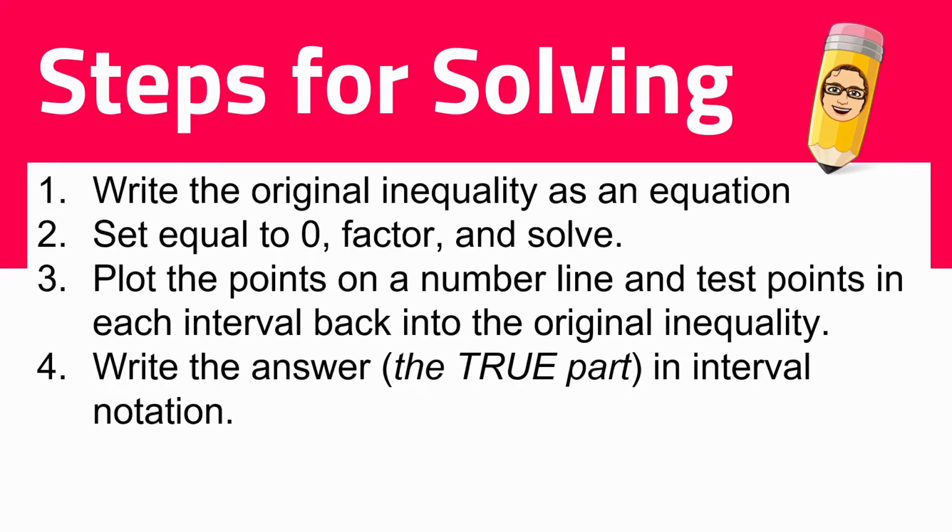Now, first we have to talk about the steps for solving these quadratic inequalities. So step one, we're going to write the original inequality as an equation. We're literally just going to get rid of the inequality sign and put an equal sign there. We're going to set it equal to 0 if it's not, so we're going to have to do some solving probably. So it's equal to 0.